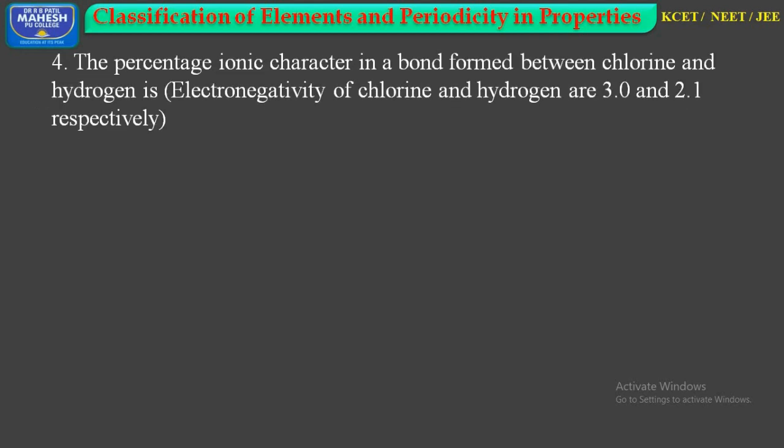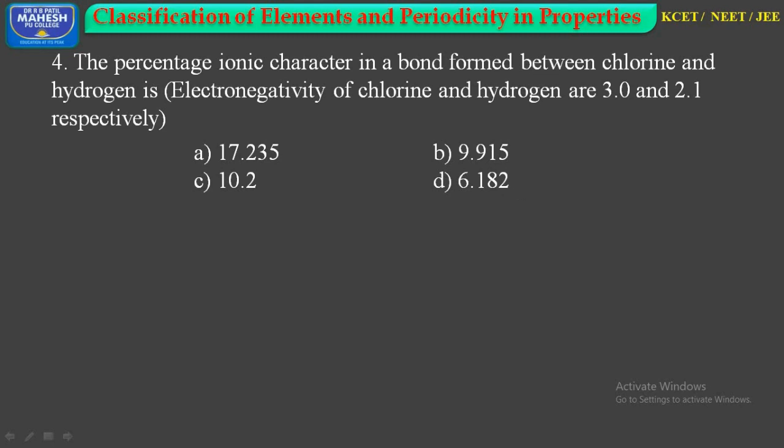Question 4. The percentage ionic character in a bond formed between chlorine and hydrogen is. Electronegativity of chlorine is 3.0 and hydrogen is 2.1, and the options are option A 17.235, option B 9.915, option C 10.2, and option D 6.182.